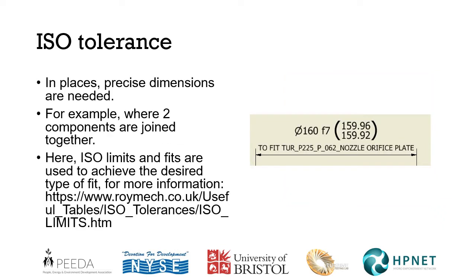We also use ISO tolerances where precise dimensions are needed, and this is often when two components are joined together. So there's an example here. We have a diameter of 160 nominally, then this ISO code of F7 states that the dimension needs to be within this band, and that needs to fit to the nozzle orifice plate. So this part will have a similar precise dimension, and that will ensure that there is a good fit between these two components. This link here at Roymec, if you Google Roymec ISO limit, then you'll find some more information about those.